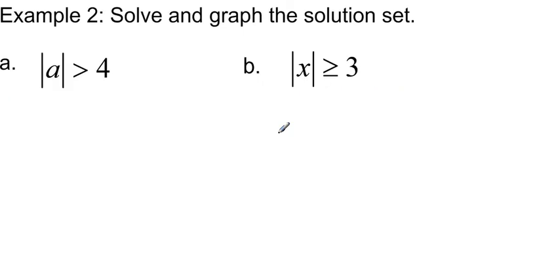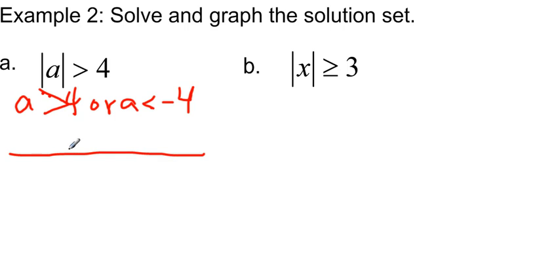Let's try these. The difference with these problems is we have greater than signs, and so actually we need to follow formula number 2 on the formula sheet a couple slides ago. In letter A, we've got the absolute value of A is greater than 4. Well, that tells us that A could be greater than 4. This is kind of our case 1. Or A could be less than negative 4. If you need to go back and follow the formulas from a couple slides ago, go ahead and do that. We've got a union this time of the two inequalities.